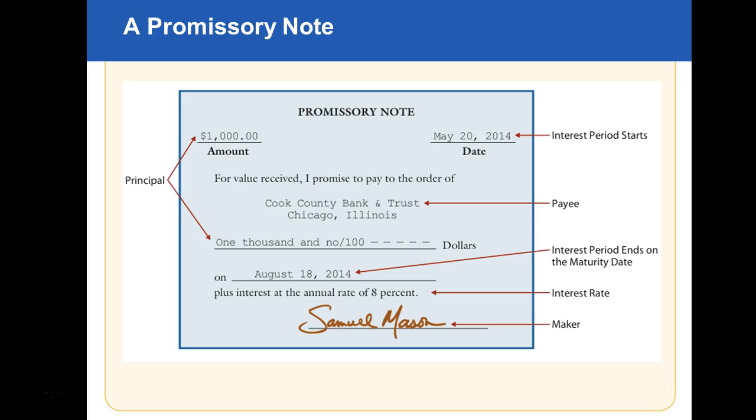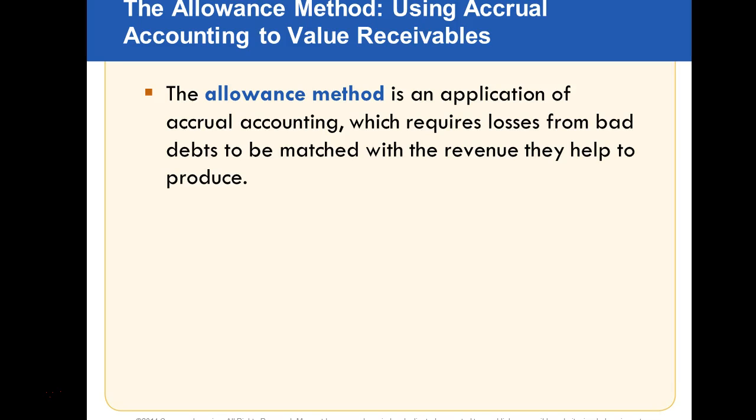You see, it's just like a check in that the amount is written out and the amount is also spelled out. So the 1,000 is written in numerical form, and it's also written in longhand. The interest period begins on a certain date, or excuse me, ends on a certain date, and it should also state the interest rate that is being paid on the note. The maker's required to sign it. The payee isn't required to sign it. The maker is.